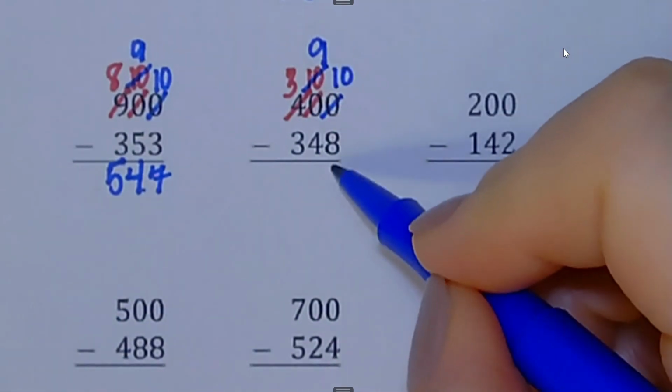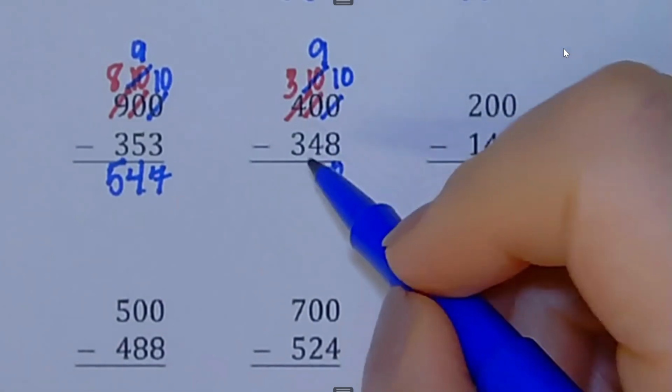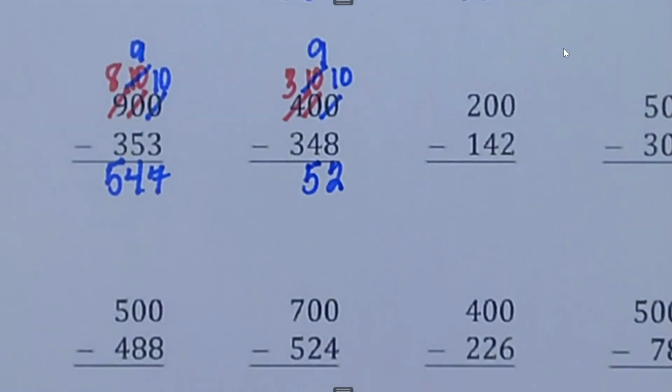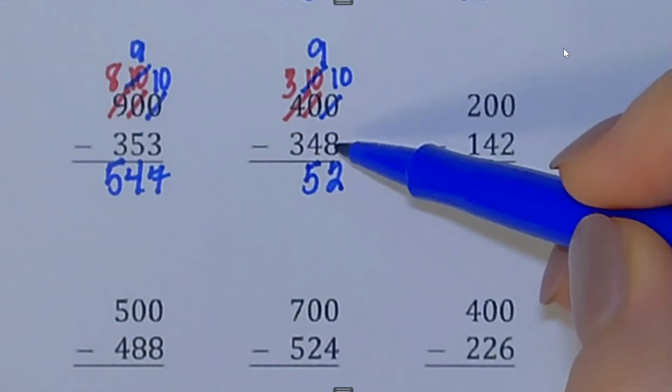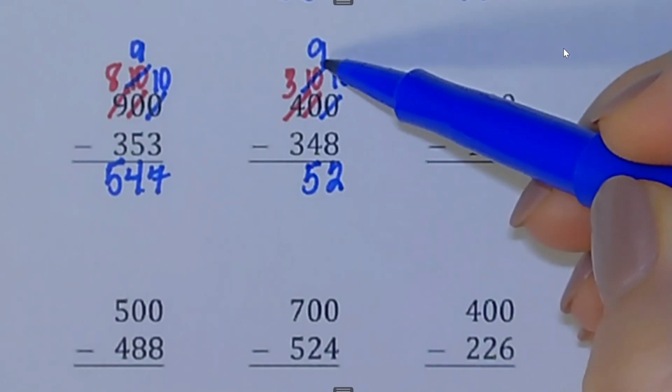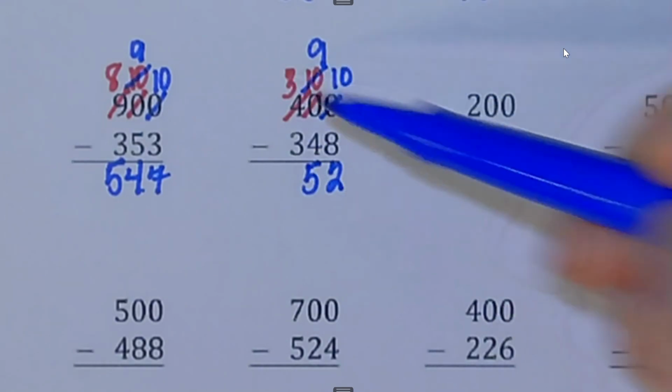10 minus 8 is 2. 9 minus 4 is 5. 3 minus 3 is 0. So I go backwards to check my work. 2 plus 8 equals 10. 5 plus 4 equals 9. And nothing plus 3 equals 3.